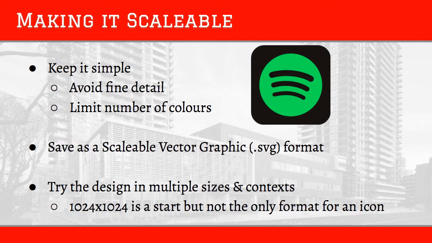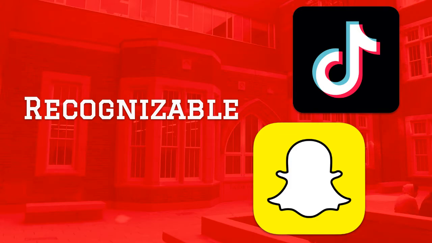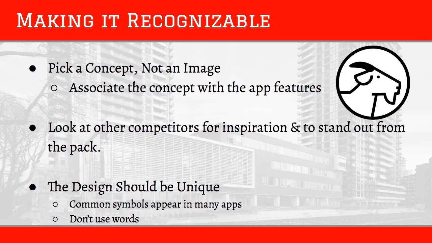Here's the Spotify app. The simple Wi-Fi gesture in the green color, it fits in any size. Something that's recognizable. We have TikTok here, we have Snapchat here. You can see those right away. Pick a concept, not an image. Associate the concept with the app feature. So the TikTok icon that has the blue and pink overlay, it's kind of fun and dynamic. Look for the competition and stand out from the pack.